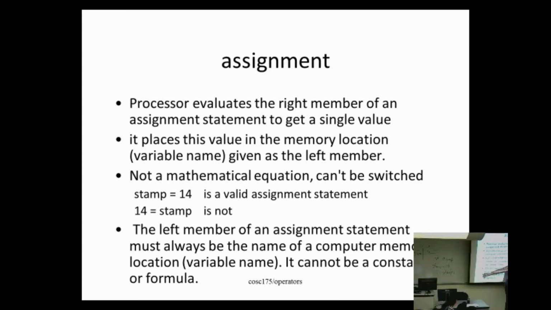Okay, I feel like we're not all with me here. So let me put this over here to make sure everybody can see. I'm going to put on both sides. Stamp equals 14 is fine. It's supposed to be stamp, because stamp got the value 14. What is wrong with this?